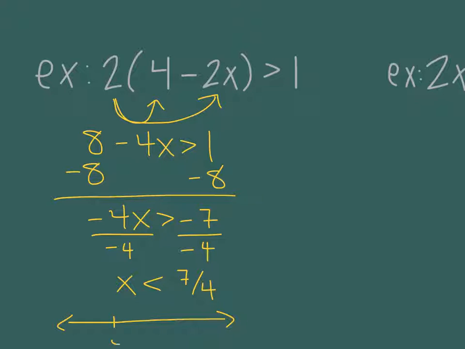So I have 0 and then 7/4. I'm going to put an open circle at 7/4 because, again, it's just less than, not less than or equal to. And then I'm going to draw an arrow moving to the left of 7/4.